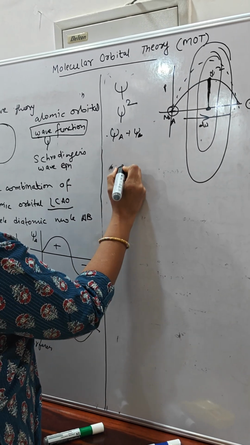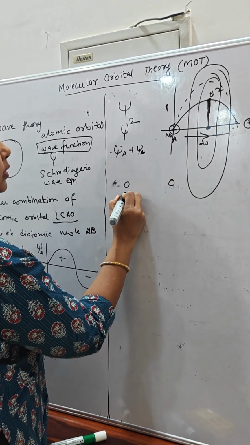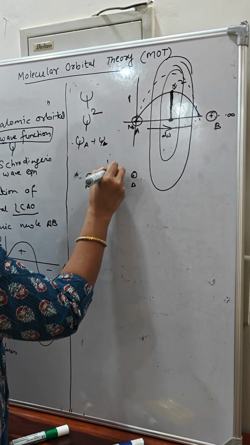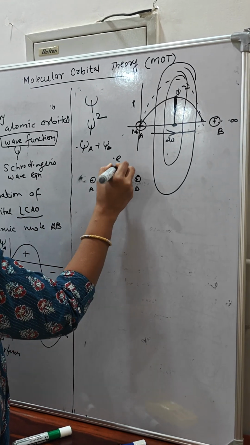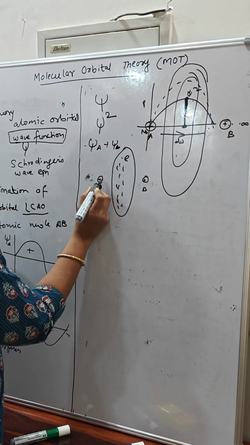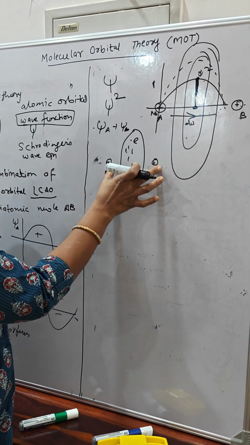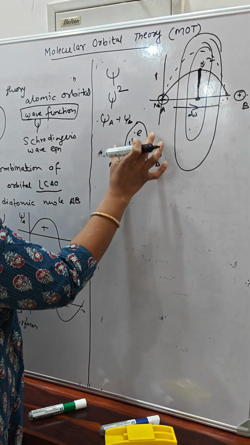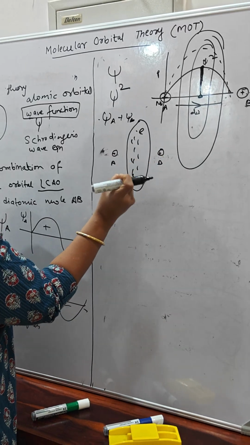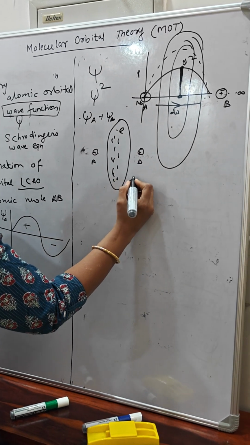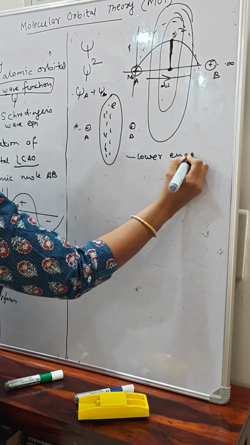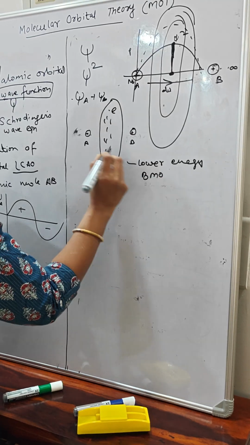This explains that for these two nuclei, A and B, there is a higher probability of finding electrons in between the nuclei. So this electron density will shield the repulsion between the two nuclei, and it will be a stable configuration. It will hold the molecule in a stable manner. That's why this is a lower energy bonding molecular orbital. It will form this way.